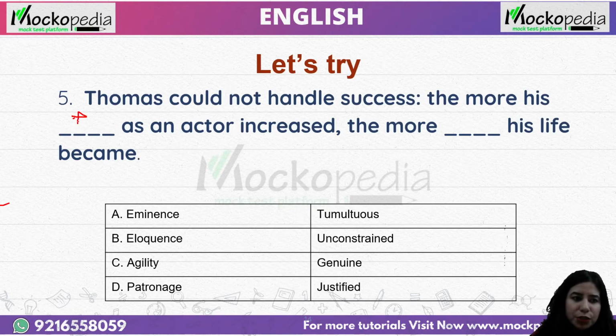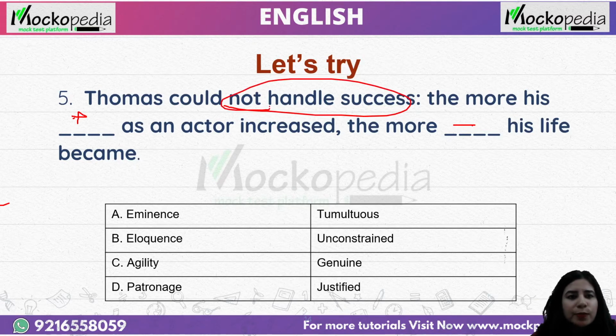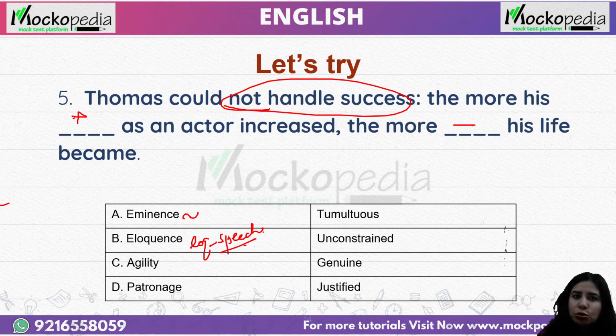So here a positive word and here a negative word. Why? Because we are driving the sentence by Thomas could not handle success, right? So eminence is popularity. We can keep this. Eloquence is when you speak well, right? So the eloque root is for speech. So you can pen it down if you are making notes. Eloque is for speech. Loquacious, a person who talks a lot is loquacious, right? And grandiloquent are those who exaggerate when they talk. Eloquent, who speaks well. So for Amitabh Bachchan you can use this term eloquent.